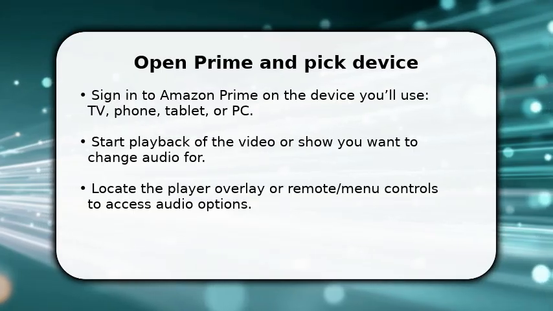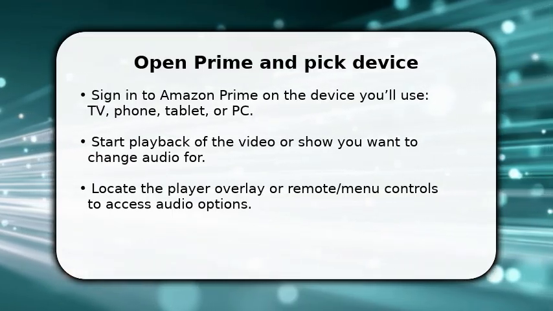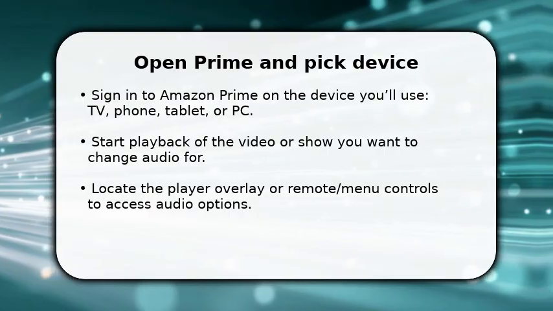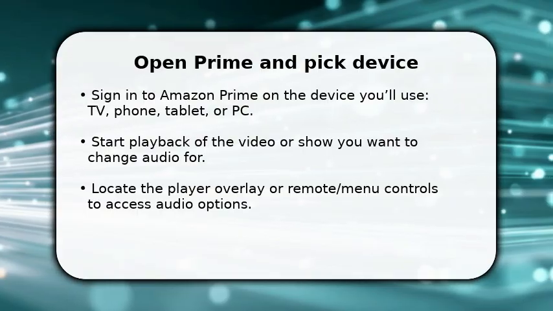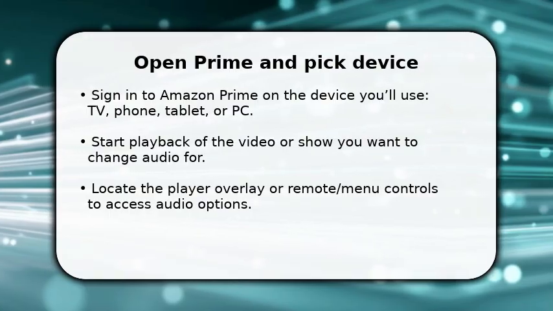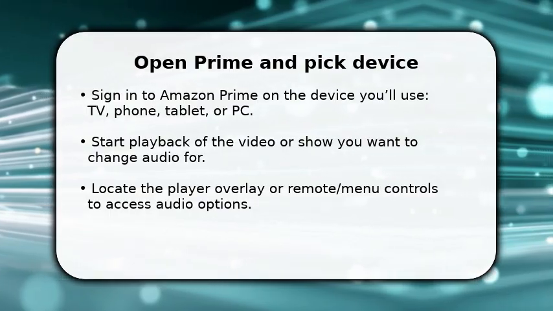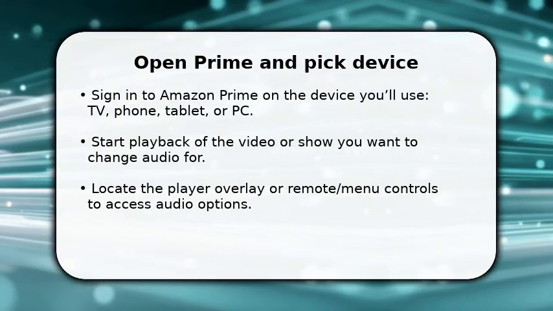You're signed in and ready. Start playback of the show or movie now so settings apply to the active stream. Once the player appears, press the on-screen audio/subtitle icon or use your remote's menu button. Make sure the device is connected to the internet and that you're using the Prime Video app, not a browser extension, because app controls expose language and audio tracks.